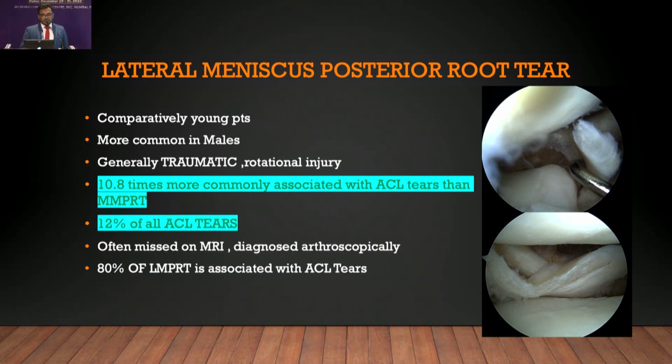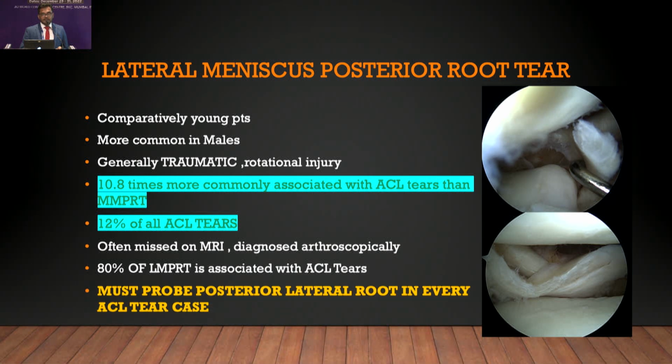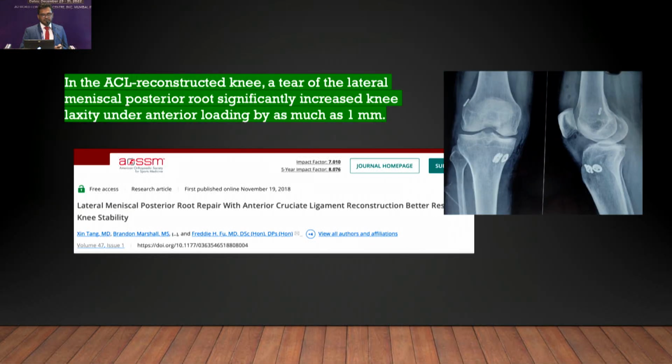The lateral meniscus posterior root tears comparatively happen in young patients. It's mostly because of trauma. Mostly they are males, and they are 10.8 times more commonly associated with ACL tears than the medial meniscal root tears. And remember, 12% of all ACL tears will have lateral meniscal root tears, and we should always probe the lateral root because they are missed on MRI.